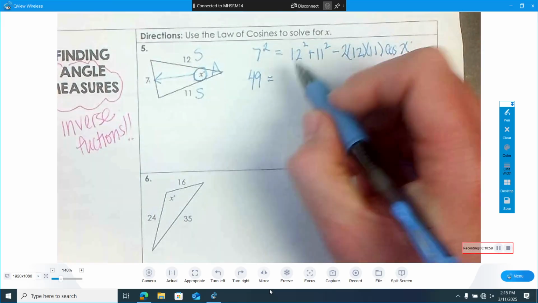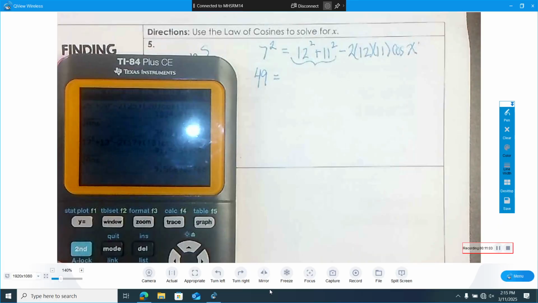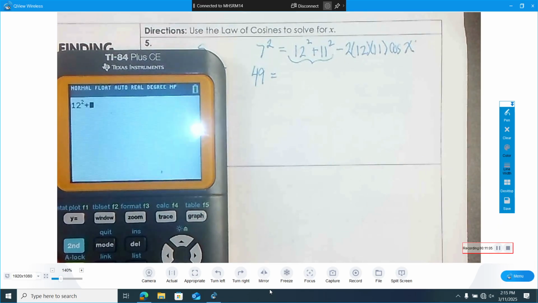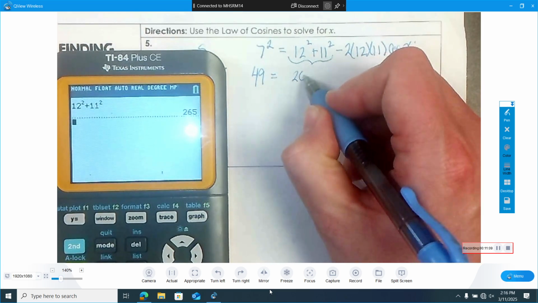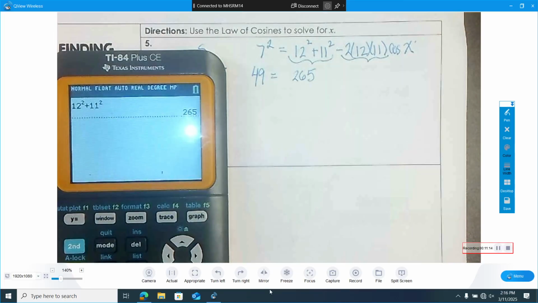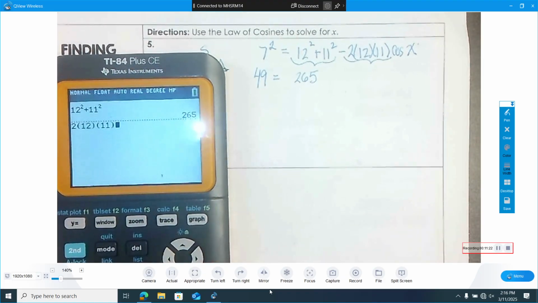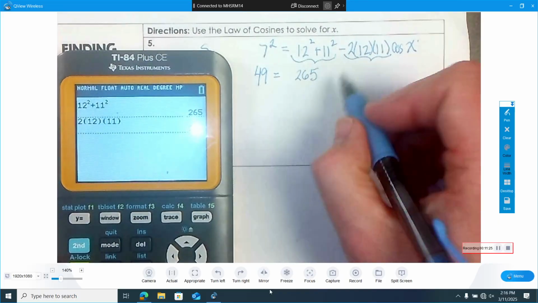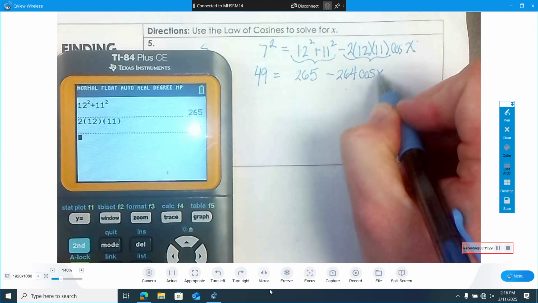49. Okay. Now, in our calculator, I can add up these squares. So let's do, in our calculators, 12 squared plus 11 squared. So that gives me 265. I can also multiply all those numbers together in our calculator. Again, just trying to clean everything up. So 2 times 12 times 11. That's going to be a negative 264 times the cosine of x.